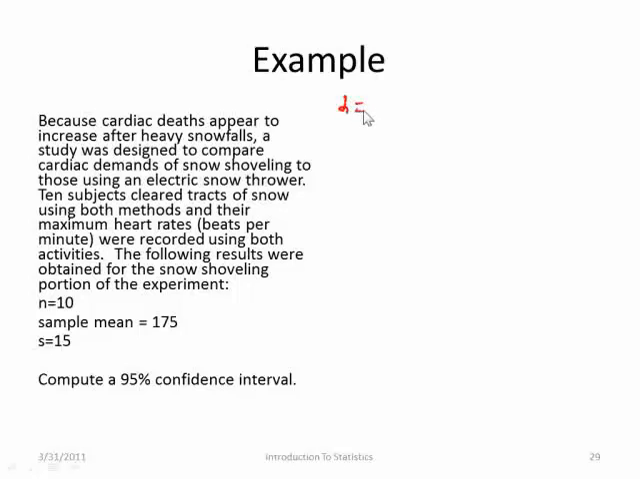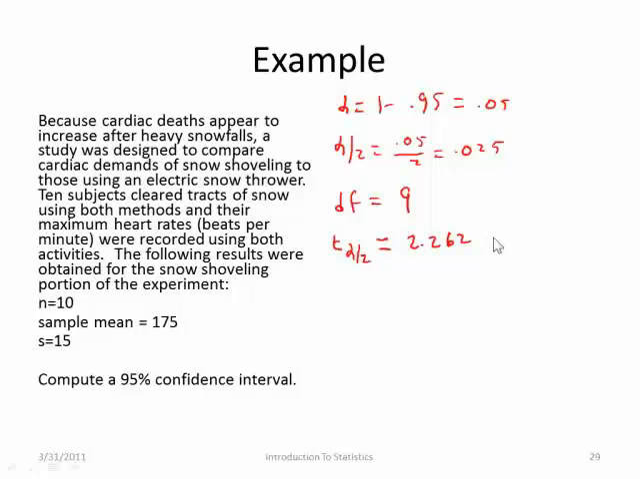So let's just note that alpha is equal to 1 minus 0.95, which is equal to 0.05. Alpha over 2 then is 0.05 divided by 2, which is 0.025. And our degrees of freedom is going to equal what? 9. Very good. So looking up the 0.025 column, and then going over to the degrees of freedom row of 9, we should have a t alpha over 2 equal to what? 2.262.